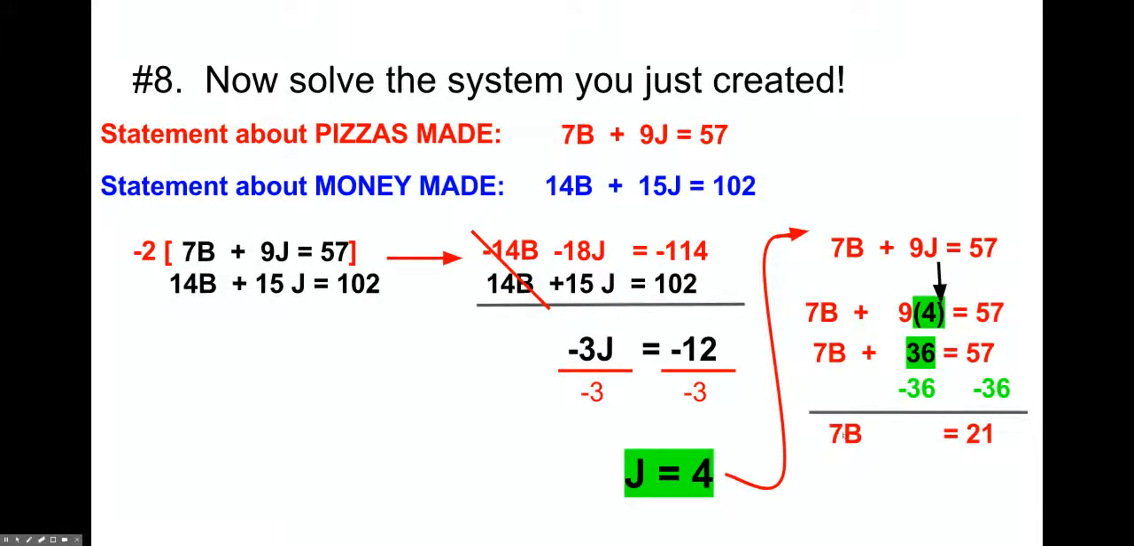Again, how do you get rid of the 7 when it's close to the b like this? You divide by 7 on both sides. Cross out the 7's. What does b equal? Well, 7 goes into 21 perfectly. 7 goes into 21 3 times. So b equals 3. Make sure you show all of this work on your worksheet. Let's move on to number 9.